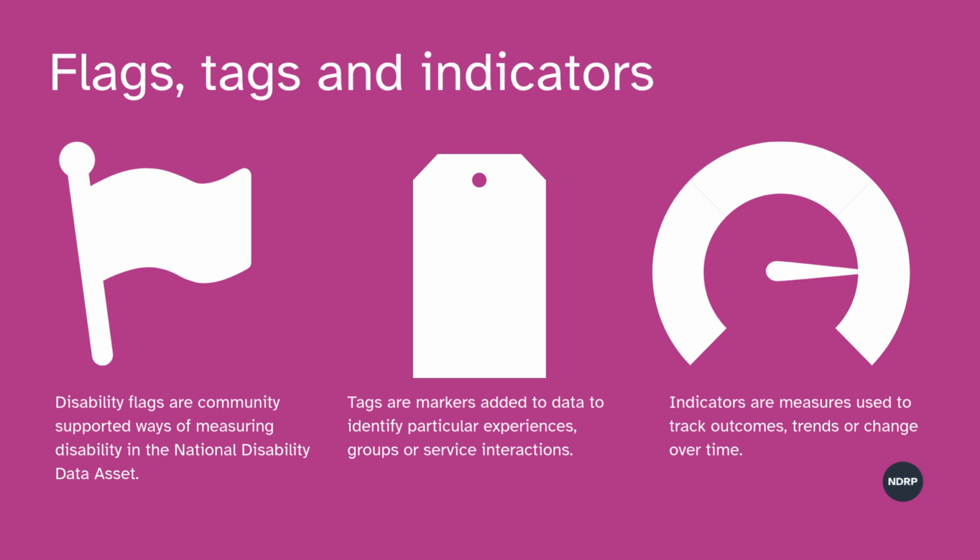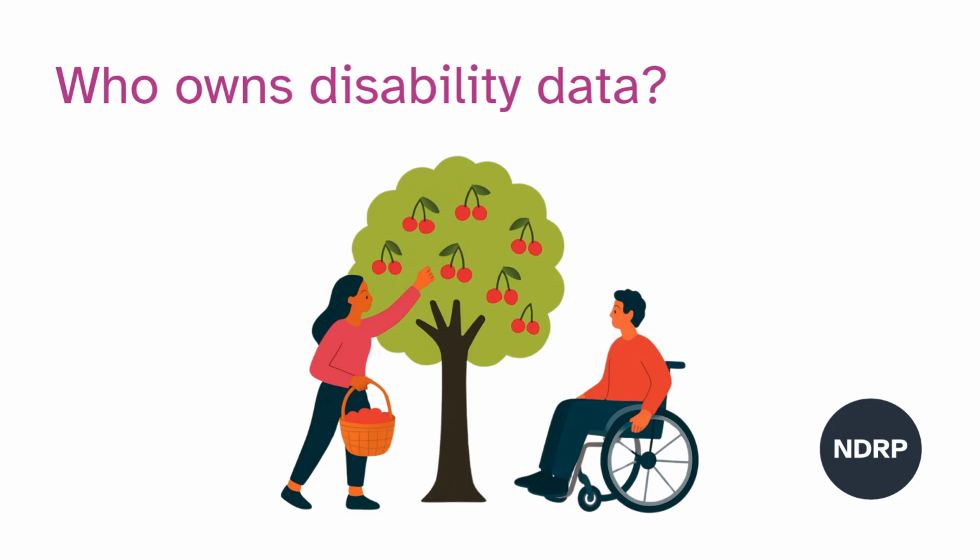And then there are indicators. Indicators help us measure change over time. They're often used to answer questions like, are outcomes improving? Who is benefiting? Where are the gaps and what needs more attention? Because the way disability is flagged, tagged, or measured influences what becomes visible and what does not. We need disability data that helps us understand not only who people are today, but also how experiences change across a lifetime. So when looking at disability data, it is always worth asking, what is being measured here and what might be missing?